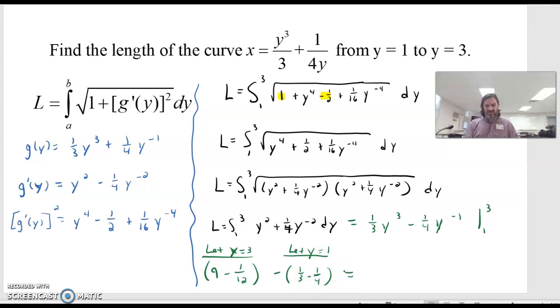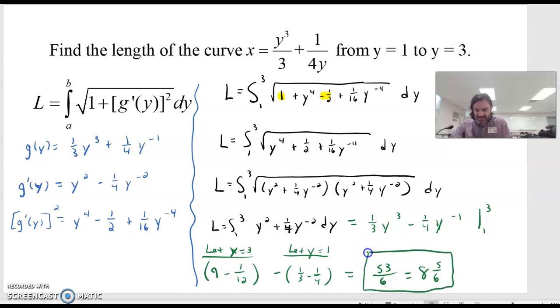I'm going to use a calculator here, and I'm going to give it to you in decimal. Let me pause while I do it. Okay, if I'm not mistaken, this thing gives me 53/6, which is the same thing as 8 5/6 if you're trying to quantify that. So that's an arc length here.